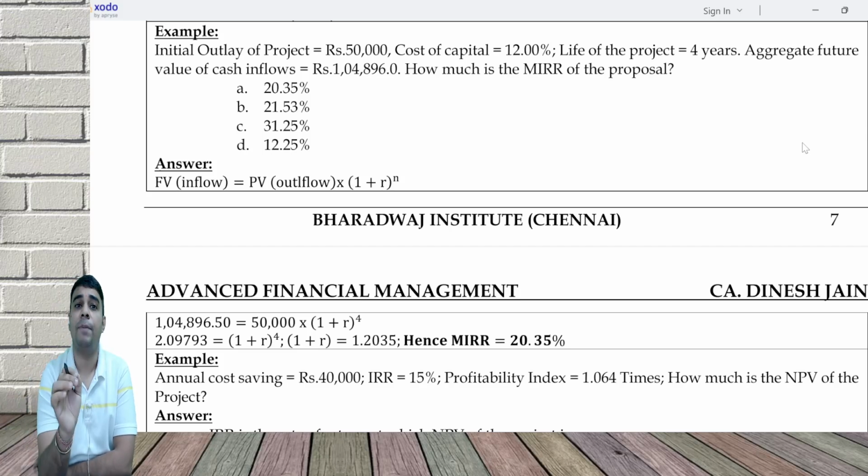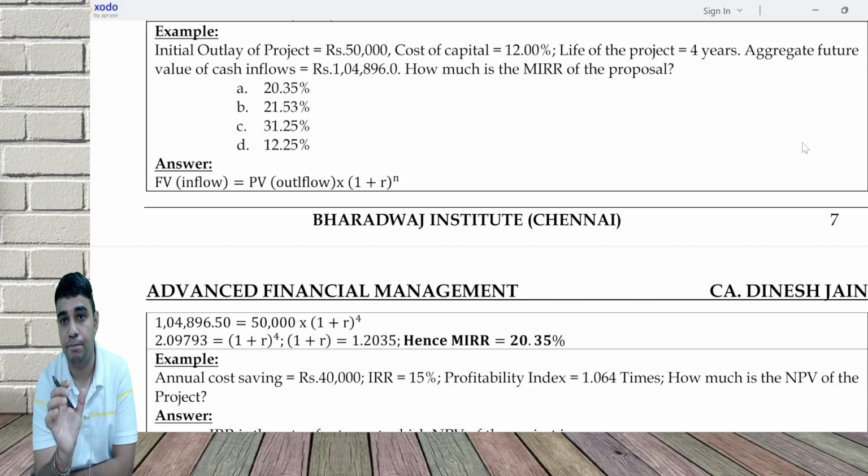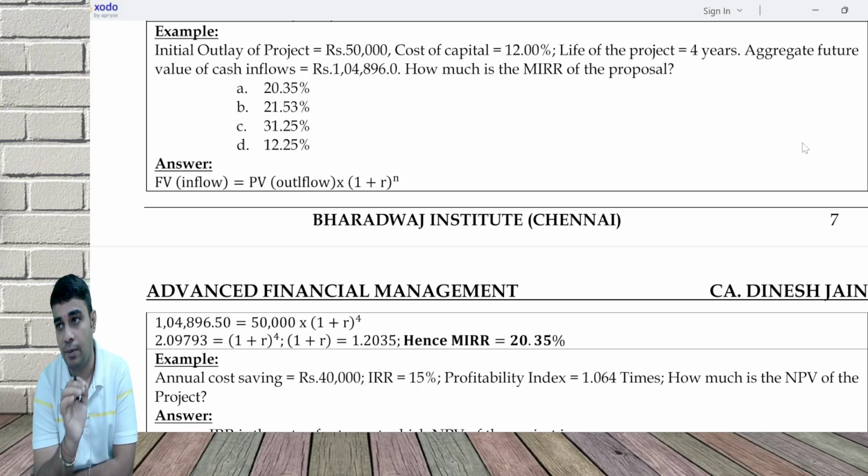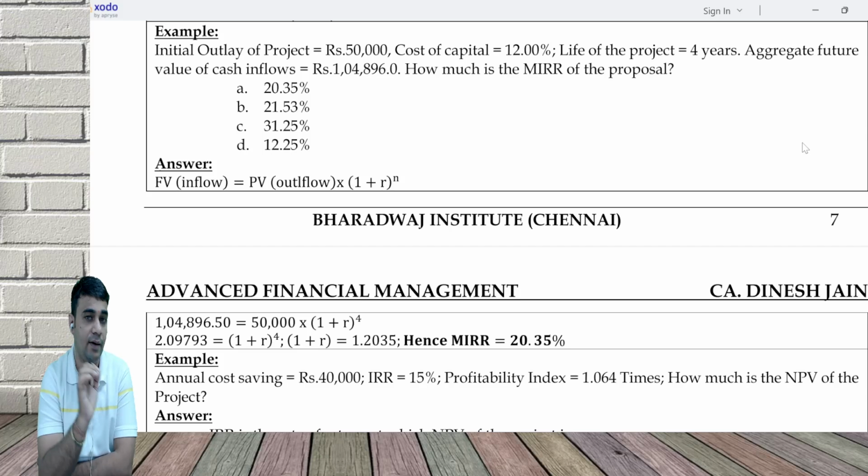Whenever you apply IRR in the formula, PV of inflow and PV of outflow will be the same. Now the other thing is that present value of outflow is today's outflow, whether you use 10%, 12%, 14%, 18%, or 20%.